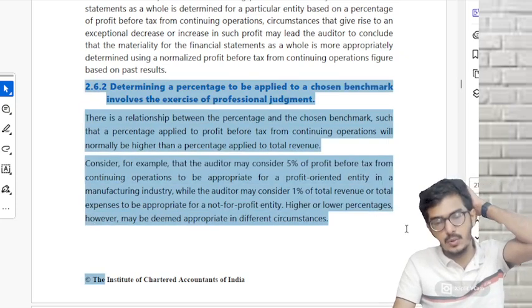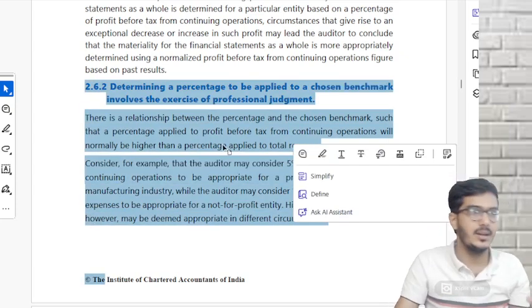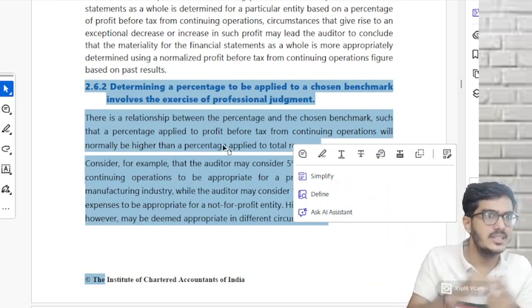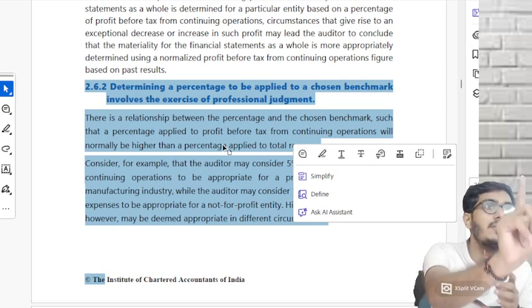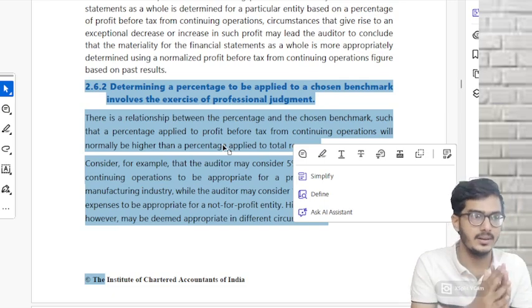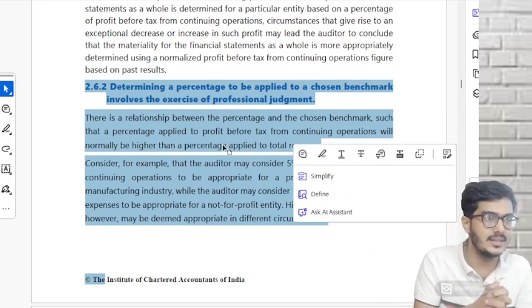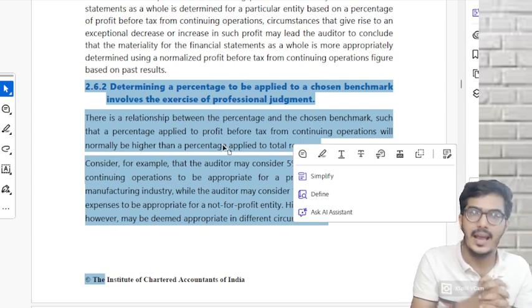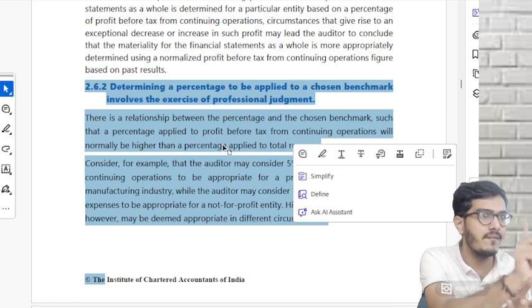This 2.6.2 RMM. What is this? Very simple. Again, continuing the story. You determined assets to be the benchmark. 7 crores was the asset, and you decided 1 lakh to be the materiality. I'll twist the amounts to make it simpler. 10 crores was the total assets which you chose as a benchmark. Correct or not? And you decided the materiality level as 1 lakh.